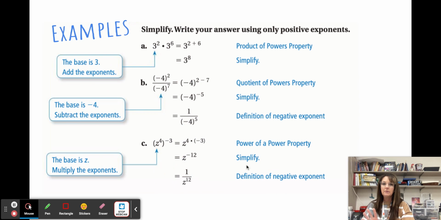All right, so in the examples, it says simplify, and the big key here is we're always going to be given our answers with positive exponents. If we ever get a negative exponent, we want to simplify that. So the base is the same, add the exponents.